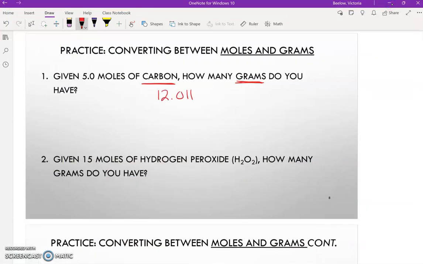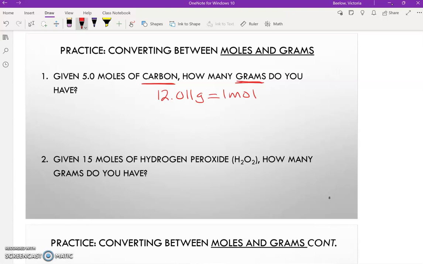Now again, this is molar mass, so you can say this is how many grams per mole you have. But another way to write this that means the same thing is 12.011 grams equals 1 mole. So hopefully this looks familiar. This is an equality, and this is something that we're going to be plugging into a picket fence.